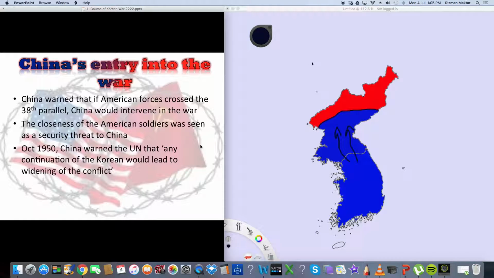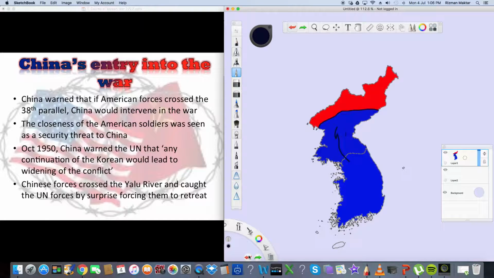So, in 1950, China warned the UN that if you continue the Korean War, it would lead to a widening of the conflict. This simply means that if you continue pushing into North Korea, you're getting too close to me, I will take action. I will enter the war. So when General MacArthur continued to push in, the Chinese decided to fight back. Between China and North Korea, the border, there's a river that runs through here. It is called the Yalu River. Let's get an arrow for the Chinese.